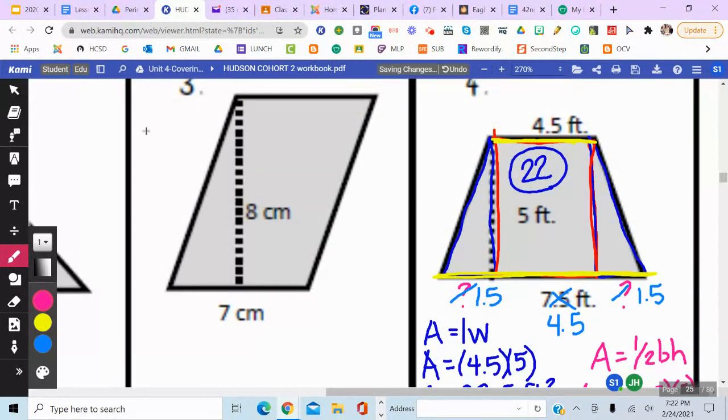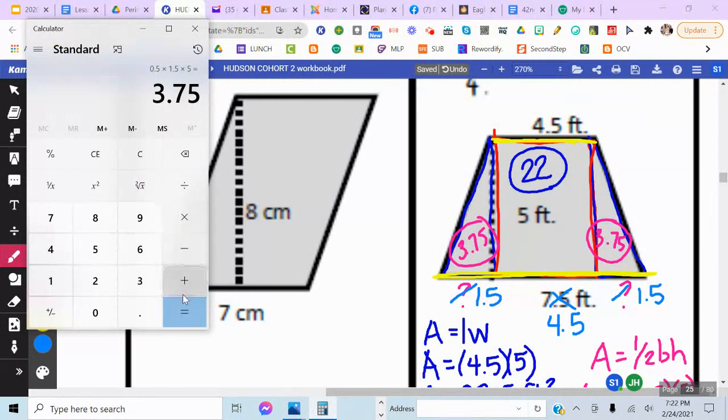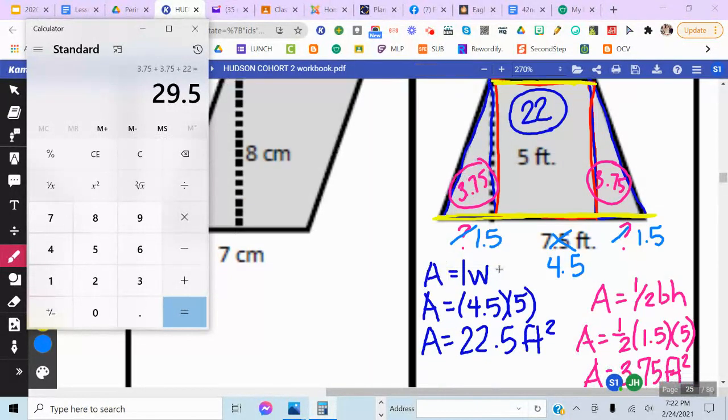All right, and so I know that this is 3 75/100. And I know that this is 3 75/100. So now I just have to add them all together. So again, I got to pull up my calculator, and I'm going to do, oops, clear, 3 75/100 plus 3 75/100 plus 22. And I get 20. Did I do that right? Oh, did I mess something up? Oh, I did. I messed something up. I was like, that's not the answer I got before.